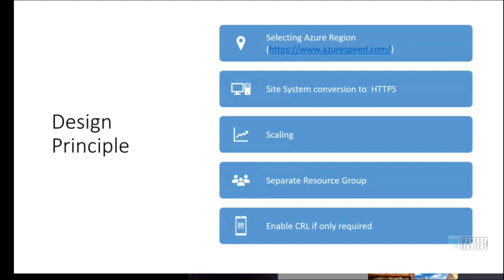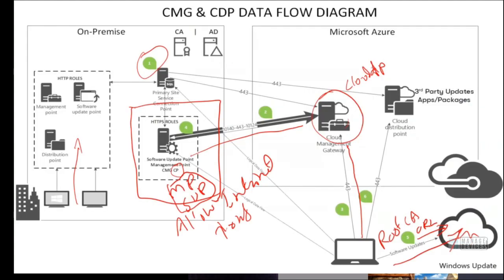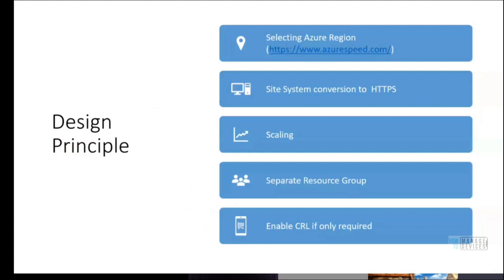talk very frequently. All the communication will be happening between the CMG connection point and CMG. So there should be minimum latency between the CMG connection point and the cloud management gateway. So I'm talking about this part. You need to select the minimum latency Azure region using this particular website. It will give details like how many milliseconds the latency is between the server and the Azure regions.